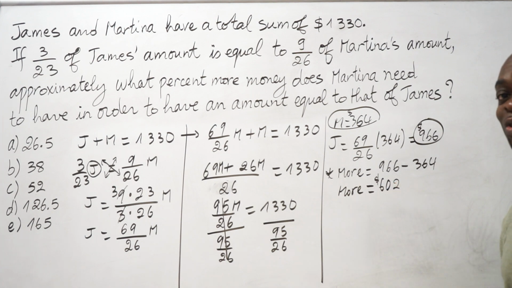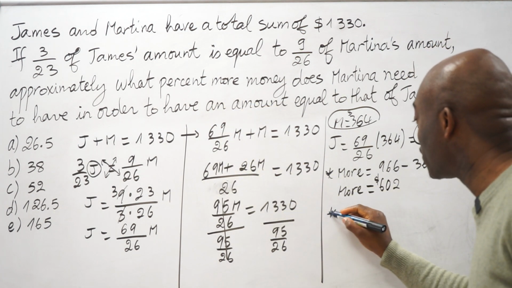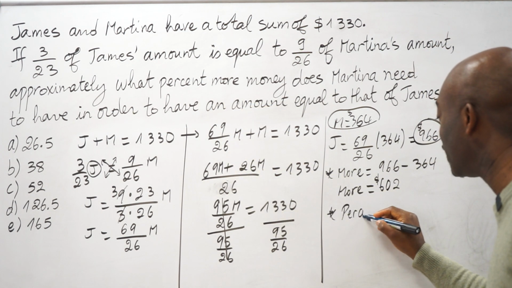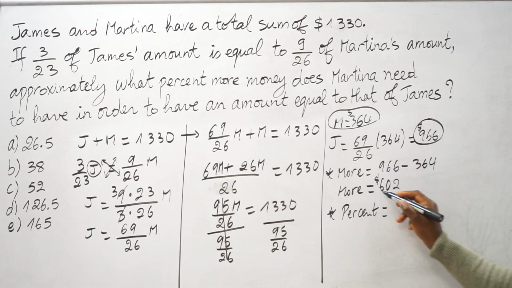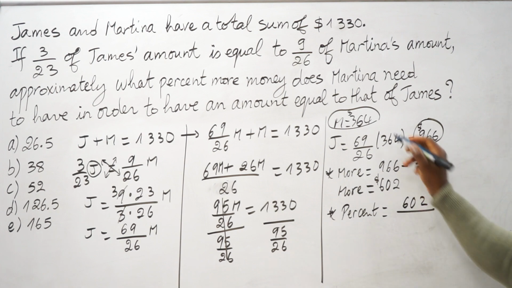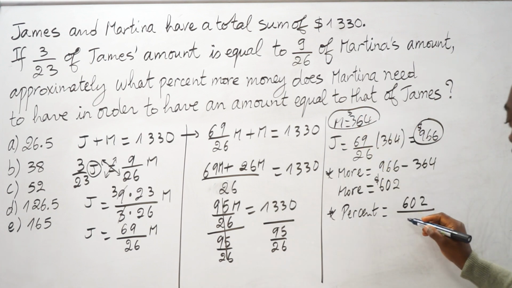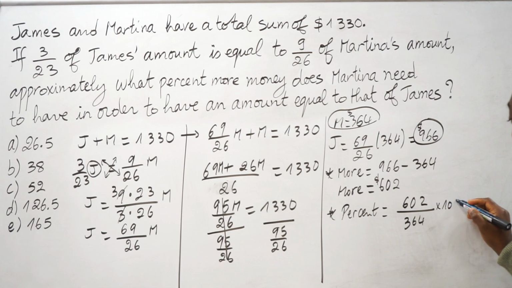However, that's also not the final answer. The final question is what percent? So now we have to find the percent. To get the percent, we take how much more, which is 602, divided by the amount for Martina, 364. Ladies and gentlemen, you have to multiply that by 100 because you're dealing with percent. So let's go for it.